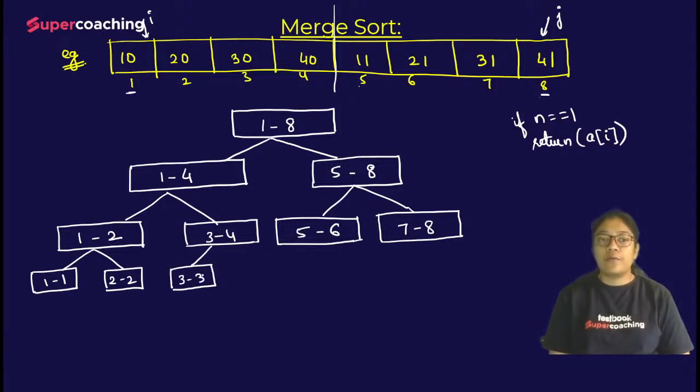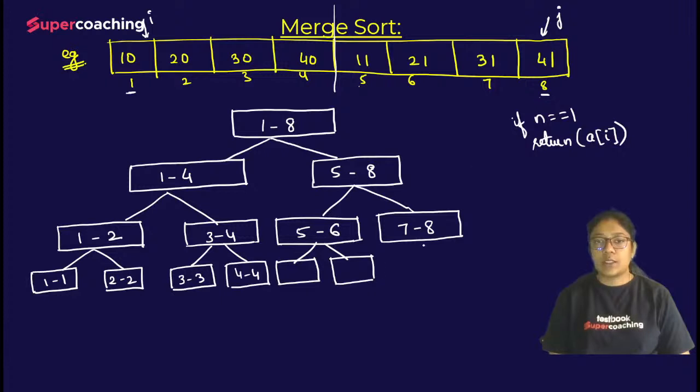Then we have 4 to 4, 5 to 5, 6 to 6, 7 to 7, and 8 to 8. This is 5 to 5, 6 to 6, 7 to 7, 8 to 8.